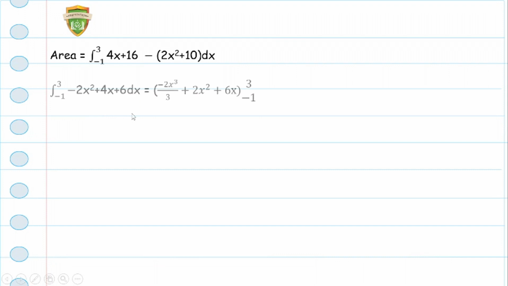So let's go on. When I open these brackets, this becomes negative 2x squared, right, plus this 4x. And I know that 16 minus 10 becomes 6, right? So I integrate this. How do I integrate? I add 1 to the power and then I divide by the answer I get. So if I add 1 to 2, I get 3.